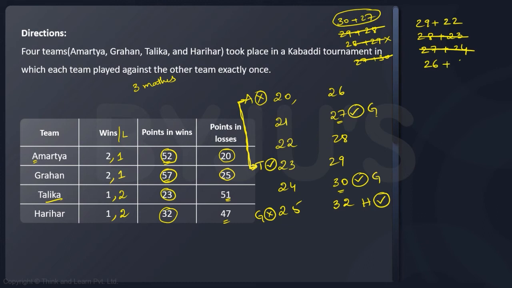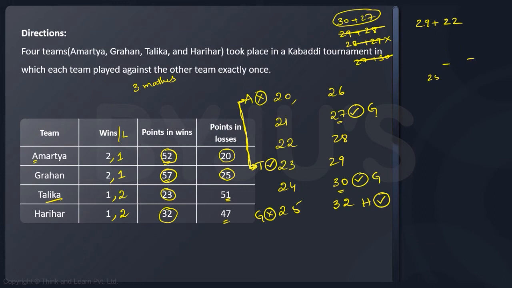26 plus 25. 26 is available, but 25 is taken, so this is not possible. Then the remaining will be the repetition again, so it will become 25 again. Oh, okay, sorry, 26 and 26. This is 25. I think I made a small error. Let me check it from the beginning.